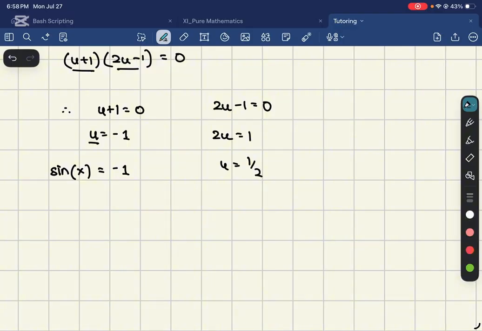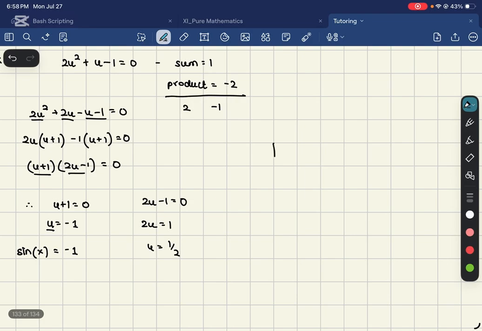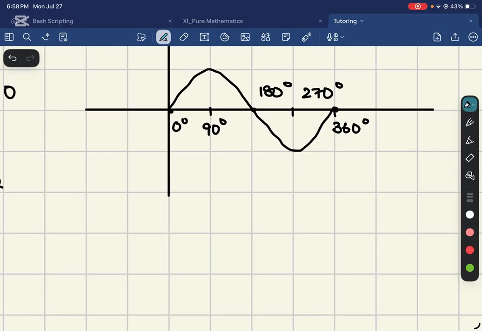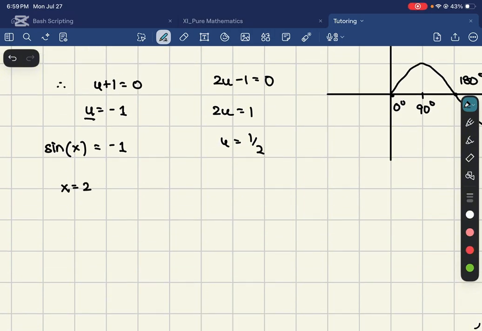equals -1. And now let's look at the graph of sine of x in this domain from 0 to 360, right? So the graph of sine of x looks something like this. It goes up to +1, it comes down to 0, it goes down to -1, and it goes back up to 0, right? So sine of 360 degrees is 0, sine of 180 degrees is 0, and sine of 0 degrees is 0. Sine of 90 degrees is +1, and sine of 270 degrees is -1, right? All right. So now that we know this, we know that x is 270 degrees. Sine of 270 degrees is -1.